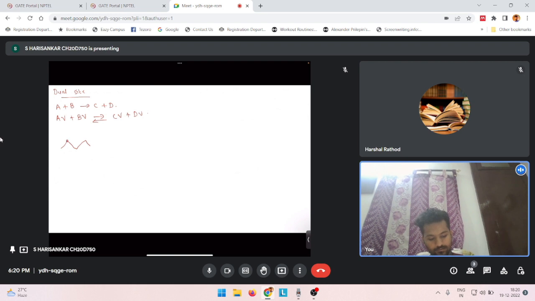So if we have active sites like this, A will be adsorbed on this one, B will be adsorbed on this one, and they will undergo reaction, and you will get C and D, which are also adsorbed on the active sites. Later the C and D will desorb from the active sites and go into the bulk. So if we write an overall equation for this, the rate of reaction will be k1 C_AV C_BV minus k minus 1 C_CV C_DV. So this will be your overall rate of reaction for this.